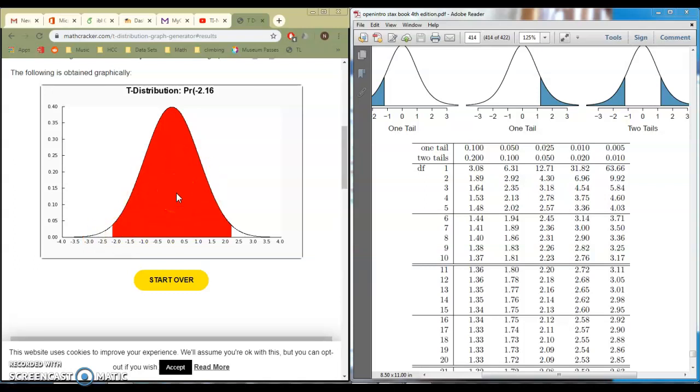If we say we want to make like a 95% confidence interval using the t-distribution, we would want to use this number also, right? Because the middle, this part is 95% of the data. So we'd want to use that.